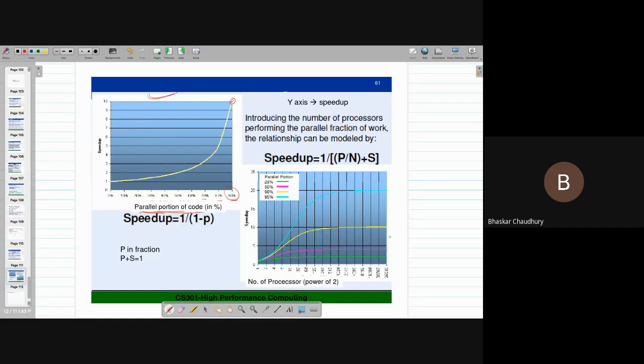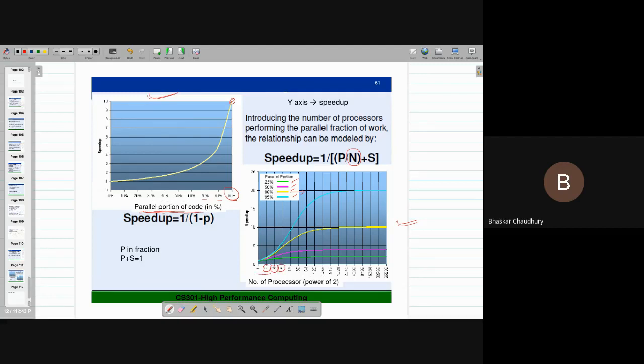Now in this picture on the right hand side, what we have done is we have got both pieces of information. We have the number of processors, and we also have how much portion of the code is parallel. That is represented by these different colors. Now let's talk about a code, let's say this yellow one, where 90% of the code is parallelizable, and then I give you different numbers of processors. First 2 processors, then 4, and then 8.